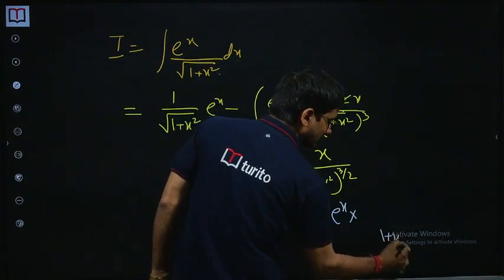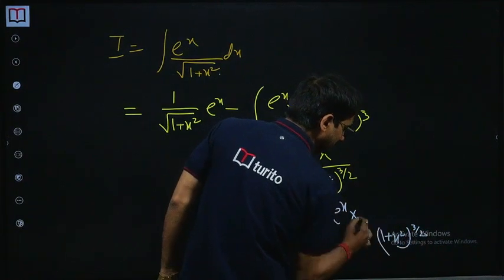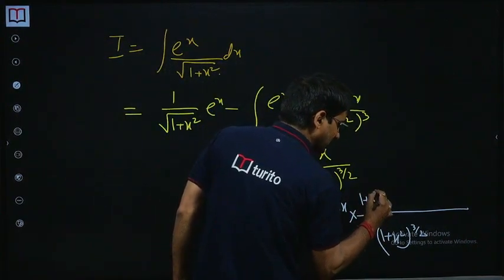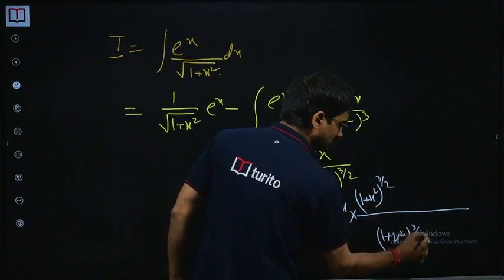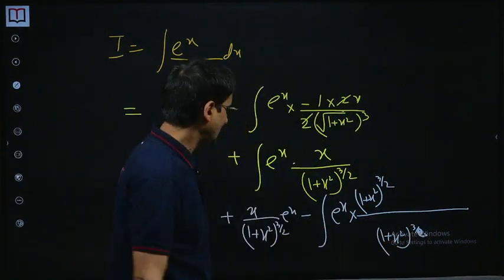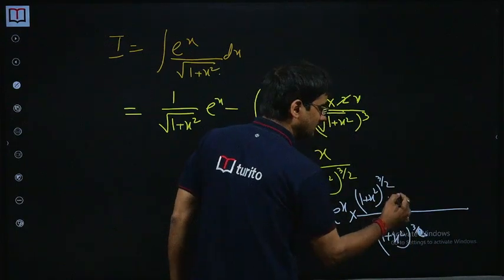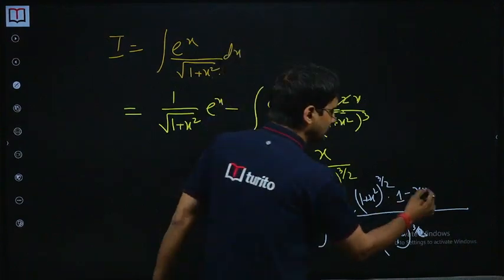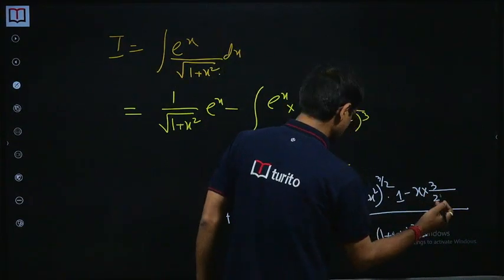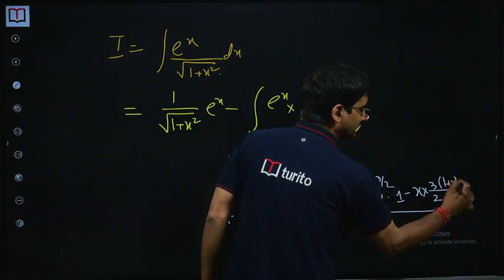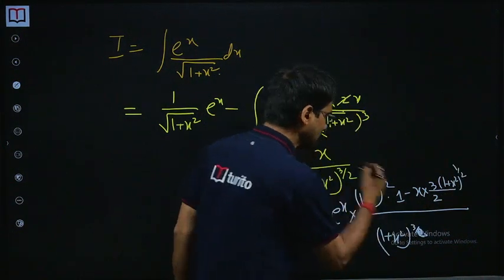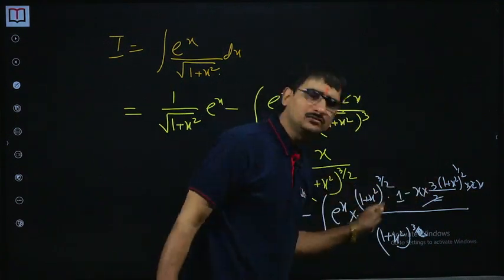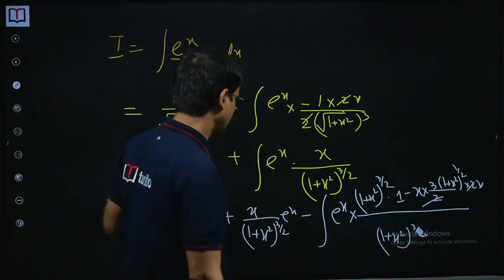So its derivative is 1 plus x square raised to the power 3 by 2, using the quotient rule here. So it's 1 plus x square raised to the power 3 by 2, rather it will be the whole square, so it's cube, into the derivative of numerator, which is 1, minus x into the derivative of denominator, which will be 3 by 2 into 1 plus x square raised to the power half into 2x. So 2 will get cancelled, and then under root of 1 plus x square will be common from here. So let's take it out.